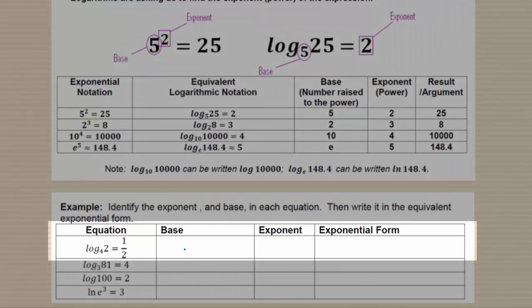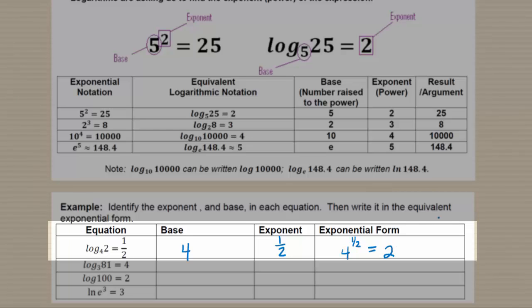So the first one is log, how do we read that? Log base 4 of 2 equals 1/2. Okay, so what's the base? 4. What's the exponent? 1/2. It's what the log is equal to. It's what we're finding when we take a log. And so what must the exponential form be if the base is 4 and the exponent is 1/2? 4 to the 1/2 equals 2.